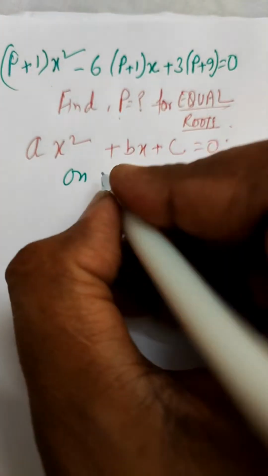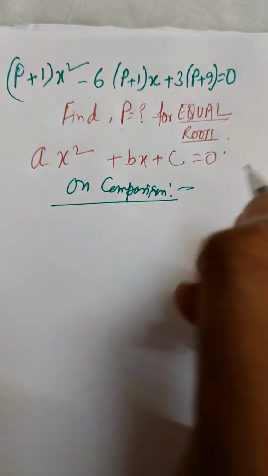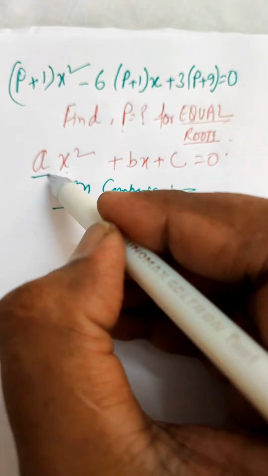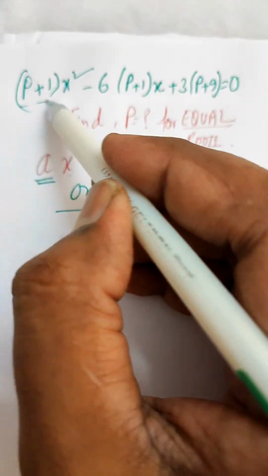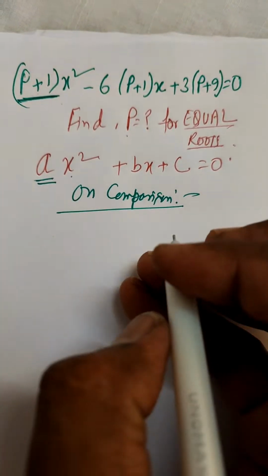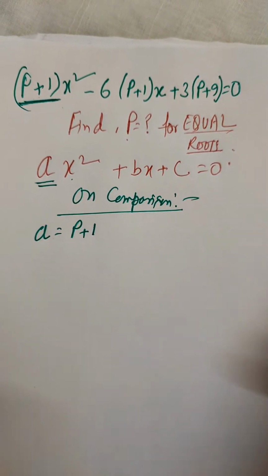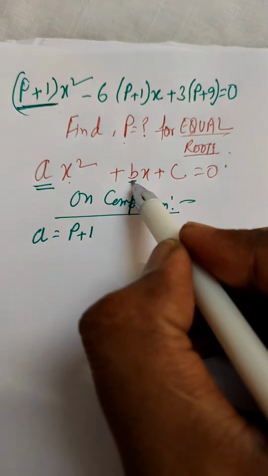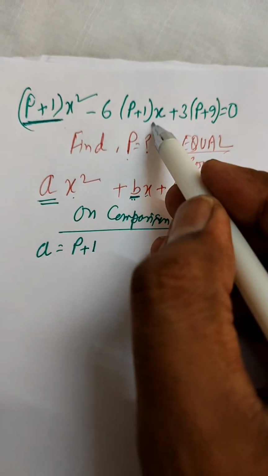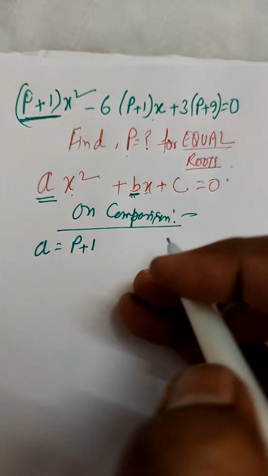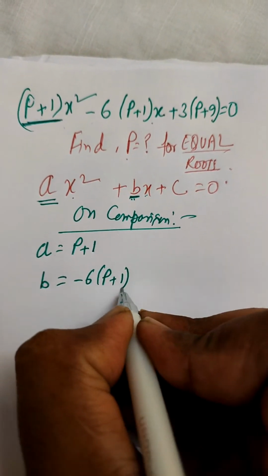On comparison with the standard format, we find the coefficient of x square is a, and in our quadratic equation the coefficient of x square is p plus 1. So we can write a as equal to p plus 1, isn't it? And when we compare the coefficient of x, it's b in the standard format, and in our equation it's minus 6 times p plus 1. So we can write the value of b as minus 6 times p plus 1.